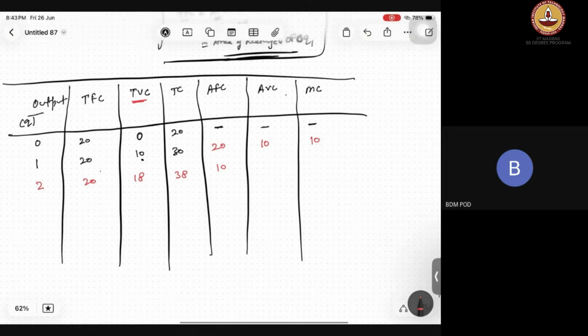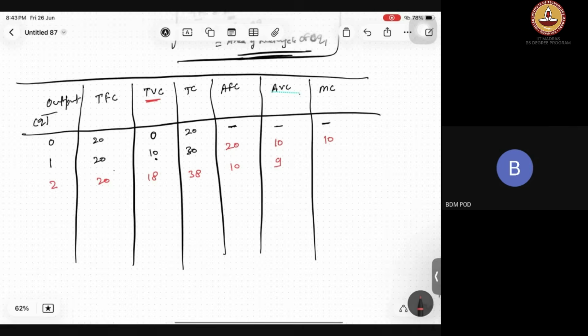What is your AVC? 9. Correct. And what is your marginal cost? Marginal cost is basically your delta TC by delta Q. It is 8. Correct.